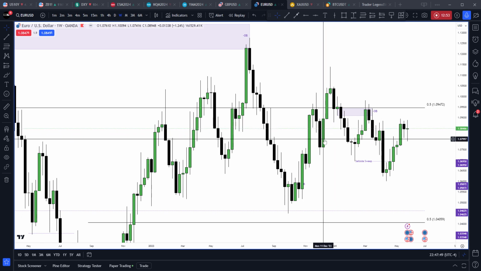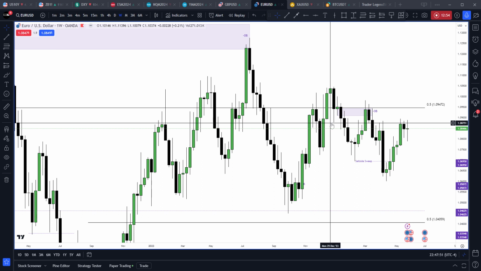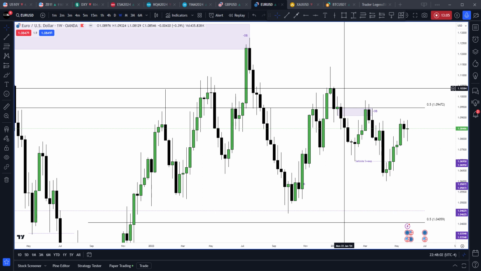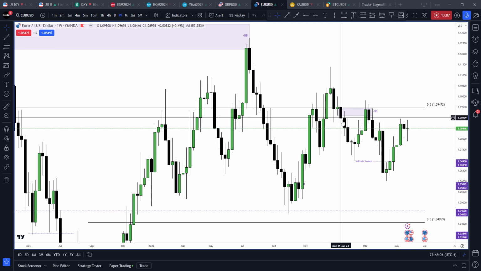See if there's any fair value gaps within this area. So you place your long right there, stop below, and obviously your target, bear in mind this has already happened, your target would be here. That never occurred, sold off.